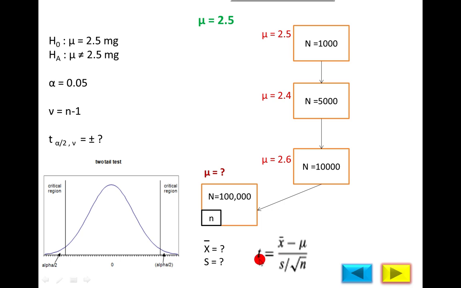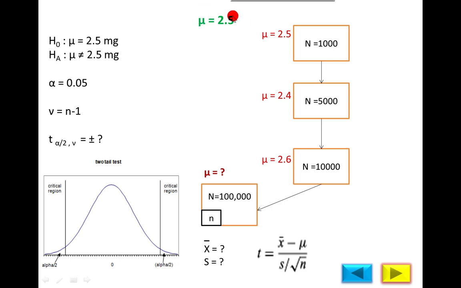Substitute in this formula. This is the formula of the t-test. The t-test is used for testing of hypothesis for the population mean when the sample size is small. Small means less than or equal to 30. So we substitute the sample mean x bar here, s here, and the sample size. And what is this mu? This mu is the given standard weight.